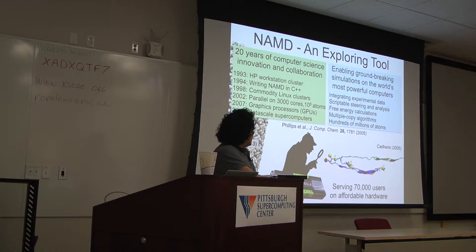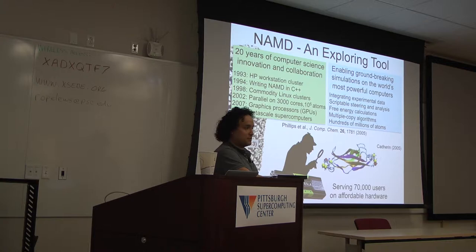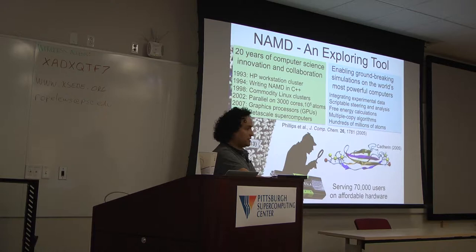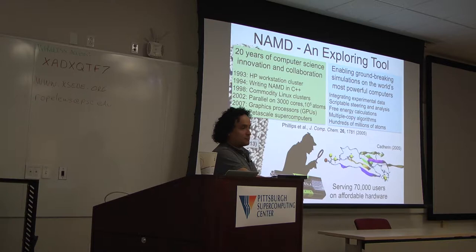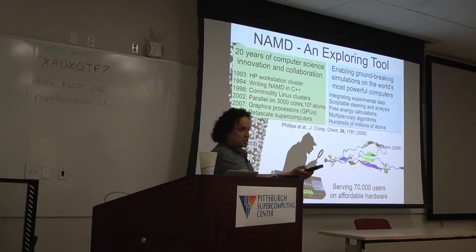NAMD has multiple features that make it very attractive for experimentalists. It can integrate experimental data, as shown before. Something of interest is cryo-EM, but you can also incorporate NMR restraints. You can also simulate experiments similar to atomic force microscopy. You can perform free energy calculations. It supports multiple copy algorithms, for instance replica exchange; we do constant pH by using replica exchange simulations.